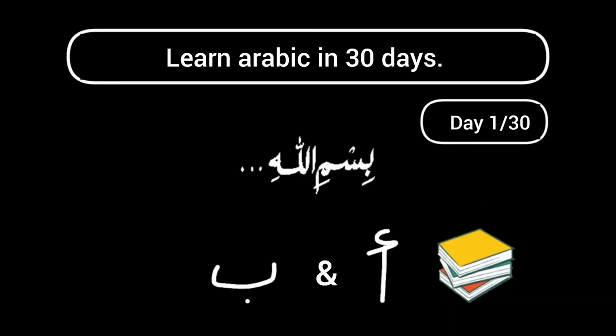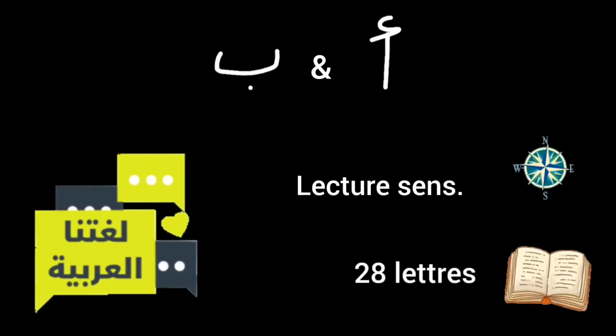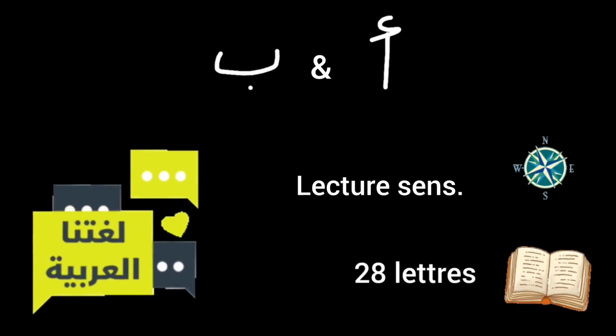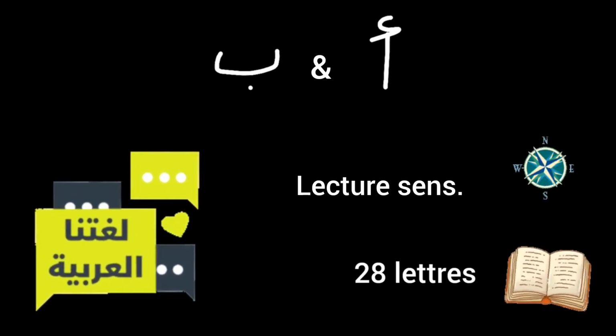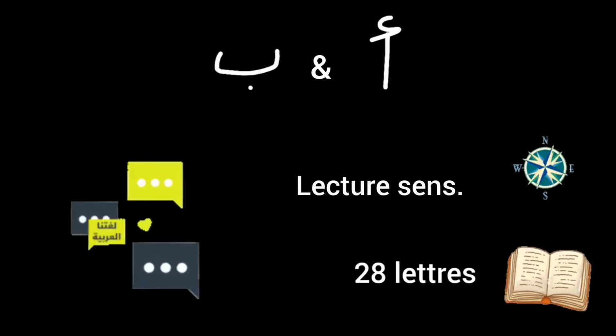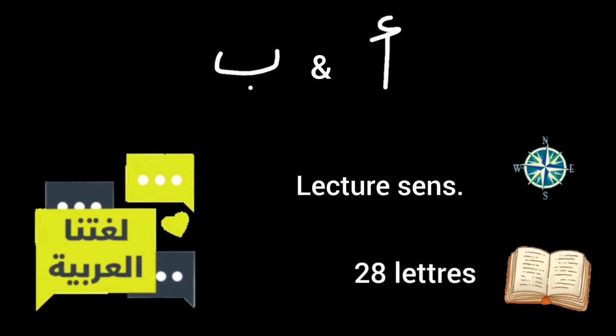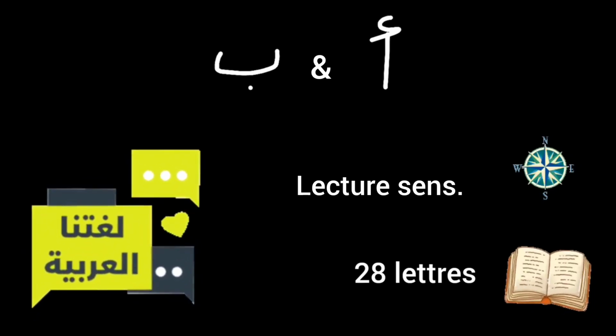This is video number one of the series Learn Arabic in 30 Days. Today we have the opportunity to learn two letters, Alif and Ba. What we should know at the beginning is that the writing direction is different, from right to left. In the Arabic language we have 28 letters and vowels, and we're going to discover some of them in these lessons.